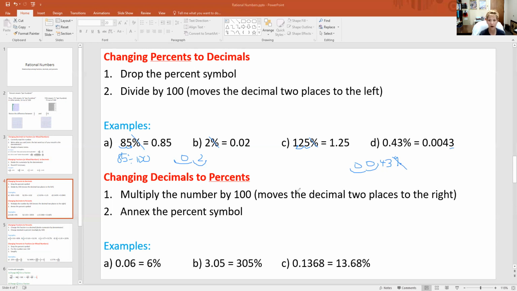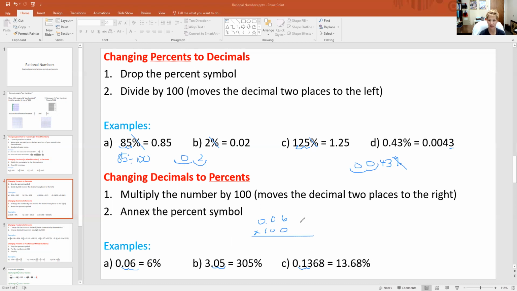But you can multiply physically by 100 if you get confused. And then you have to add or annex the percent symbol. So on this first one, I'm literally taking 6 hundredths and multiplying by 100. All right, then I'm marking off my decimal places, so I just get 6. And then I put that percent symbol with it. So it just moves it 2 places to the right. See, it moves it 2 places to the right, 305%. All right, it moves it 2 places to the right. So 13 and 68 hundredths percent.